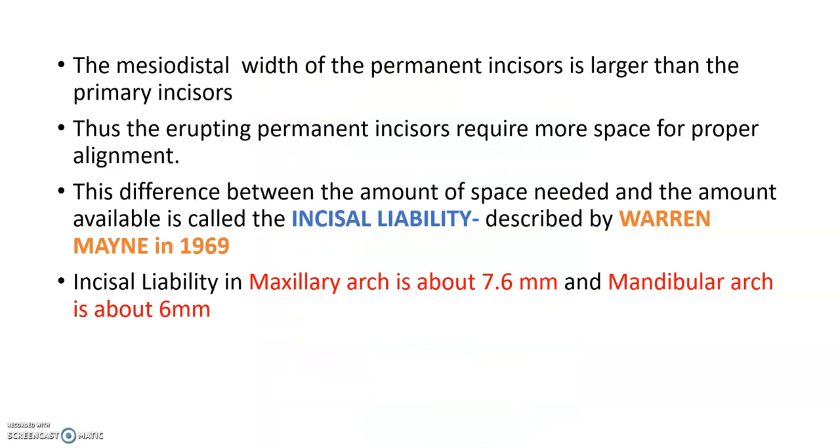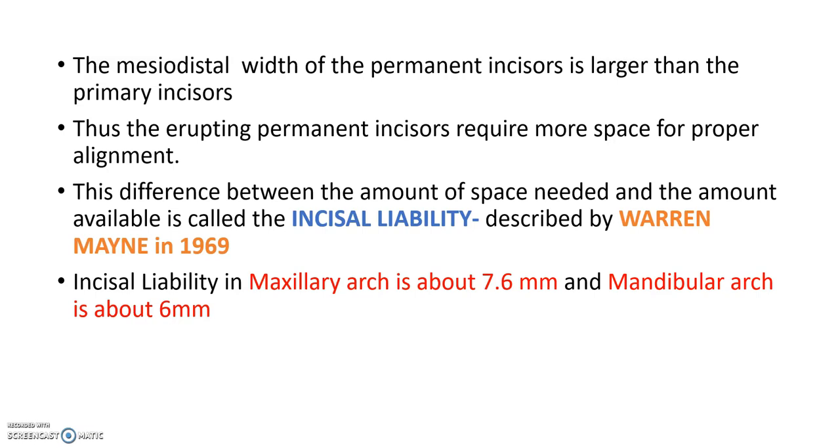The mesiodistal width of the permanent incisors is larger than that of the primary incisors. Thus, the erupting permanent incisors require more space for proper alignment. This difference between the amount of space needed and the amount of space available is called incisor liability. This was described by Warren Mayne in 1969.